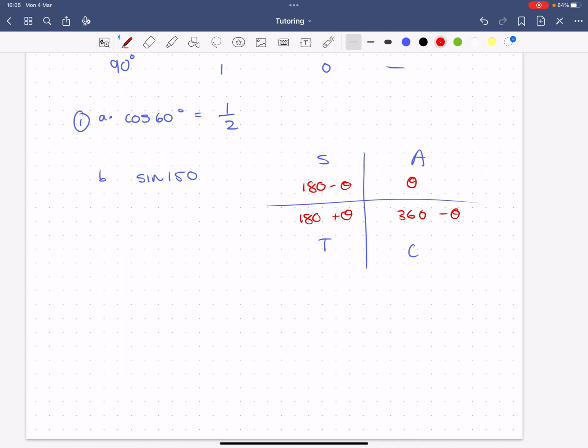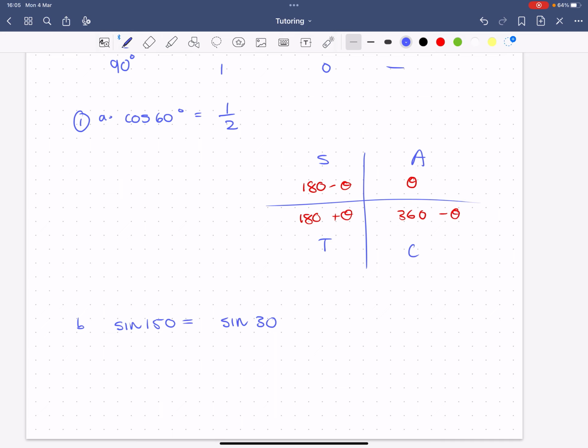So when we're finding exact values, we don't like obtuse or reflex angles. So we're going to figure out what is an angle that is the same as 150 degrees. To do that, we're going to ask ourselves what quadrant is 150 degrees in. And it's in quadrant 2. So quadrant 2 is our 180 minus theta quadrant. So we're going to ask ourselves, 150 plus what is 180? And that would be 30. So we're going to say sine of 150 is the same as sine of 30.